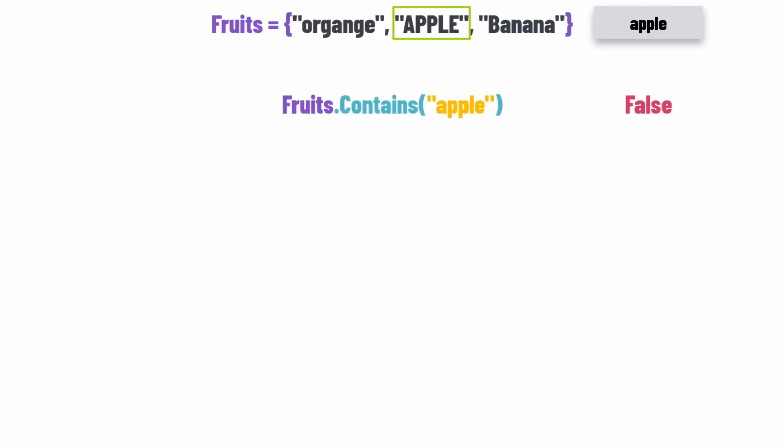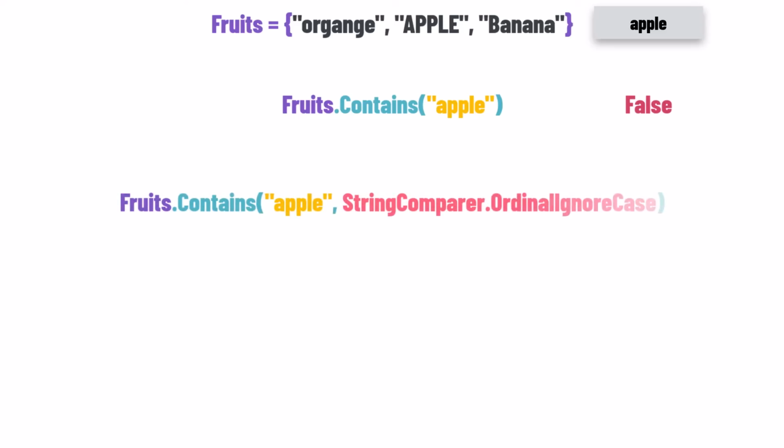But what if the case doesn't matter to us? We can still find apple regardless of how it's written by using a different version of the Contains method. This version is the second overload, and it uses a string comparer that ignores case. When we use this query, we get true because it sees both "apple" and "Apple" as the same. As you can see, we are working with a collection of strings, therefore we used a string comparer. But in case we have another data type, we have to use another comparer.